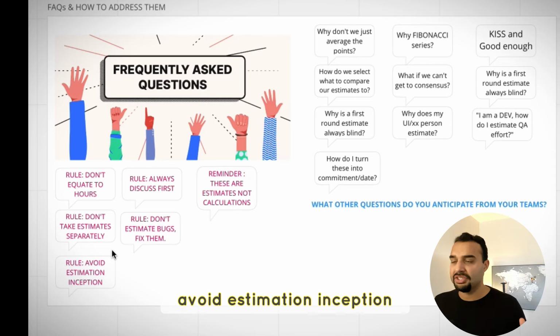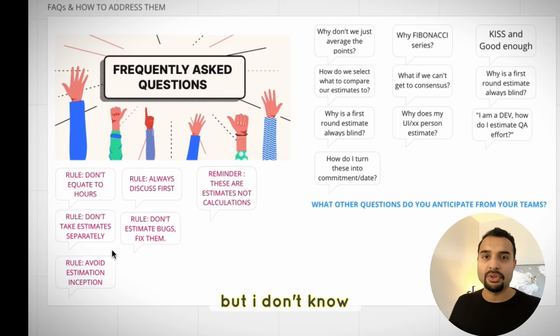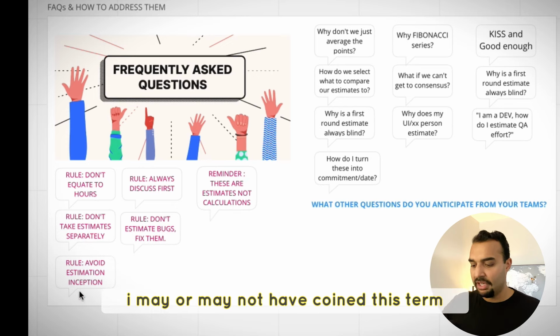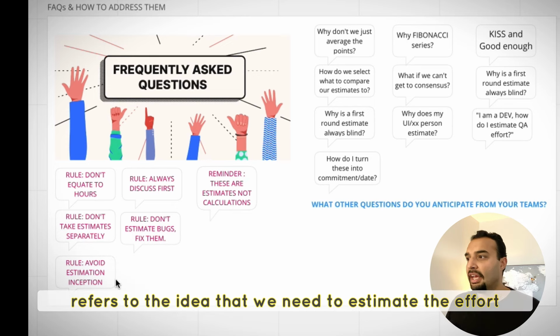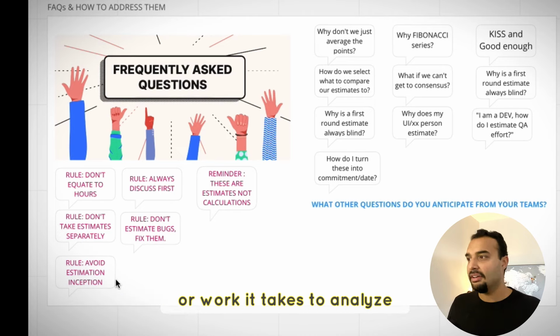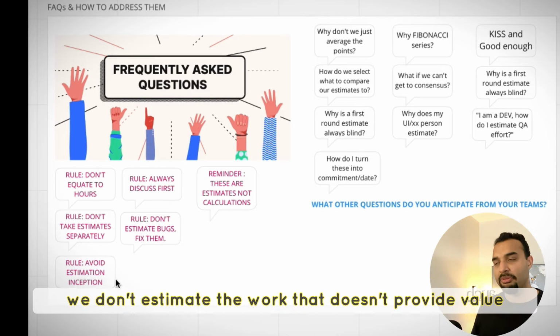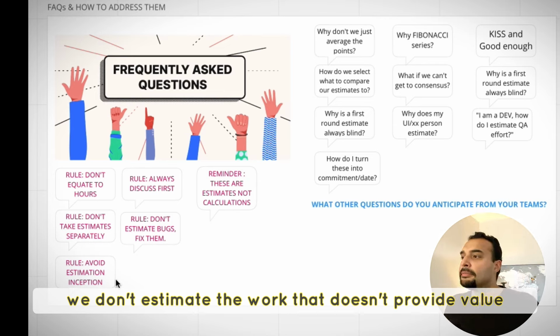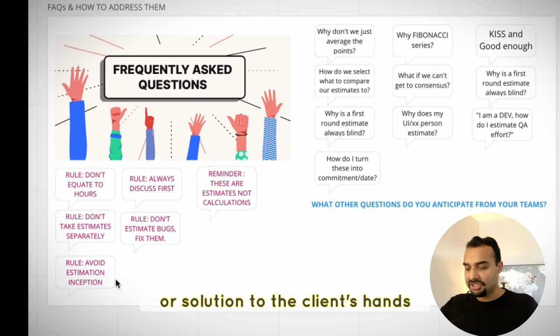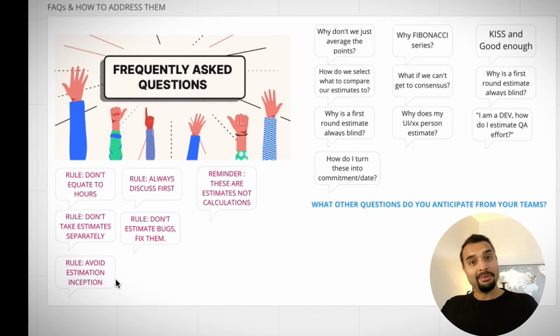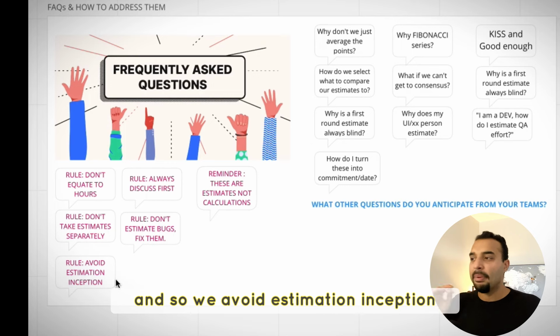Avoid estimation inception. Now, this is a term I think I coined, but I don't know, this is my disclaimer. I may or may not have coined this term. Estimation inception refers to the idea that we need to estimate the effort or work it takes to analyze something to get it ready for an estimate, hence the word inception. We don't estimate the work that doesn't provide value or a solution into the client's hands. We only estimate the work that does. And so we avoid estimation inception.